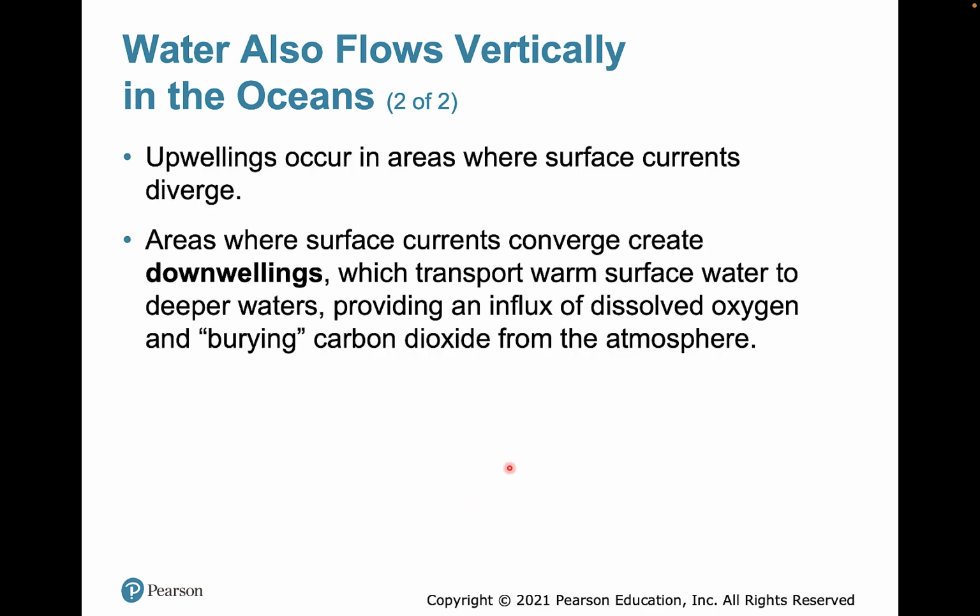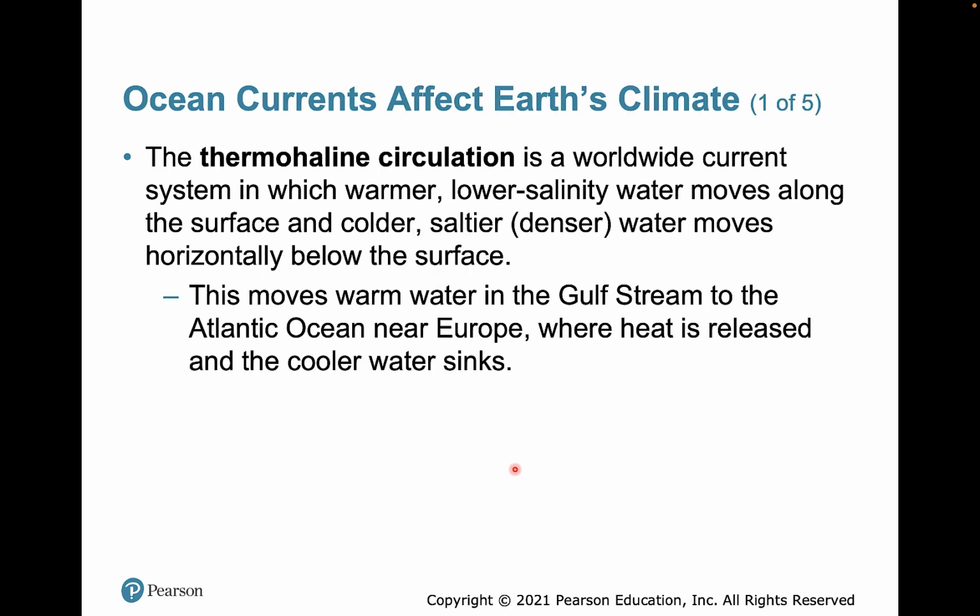So where surface currents diverge, where there's like a hole in the surface water, that is where upwelling takes place. If you have water piling up where surface currents converge, that water is going to sink down to create downwelling, which brings warm water down beneath and takes a lot of carbon dioxide out of the atmosphere.